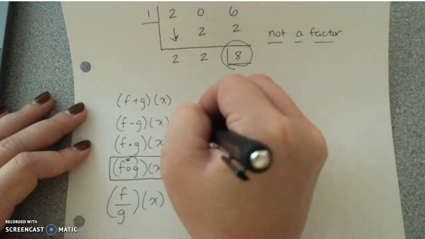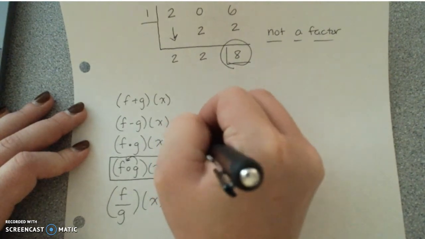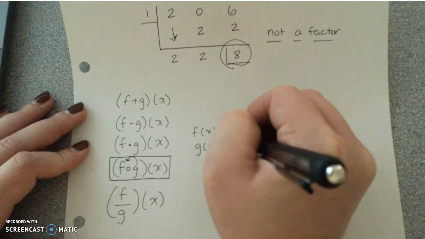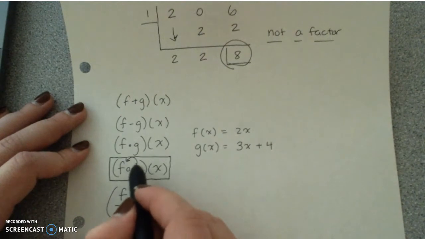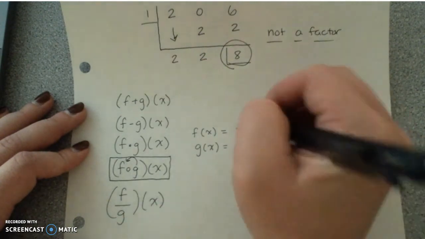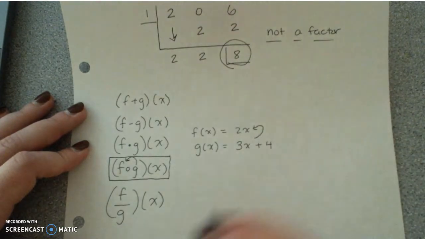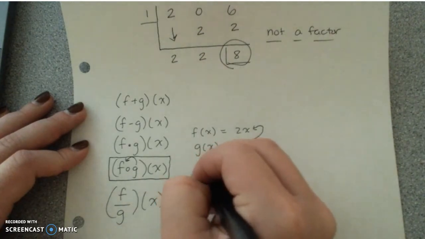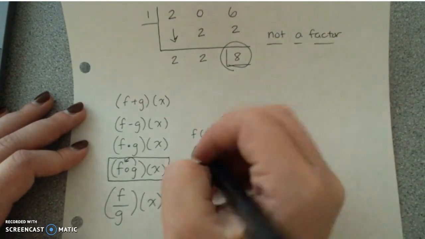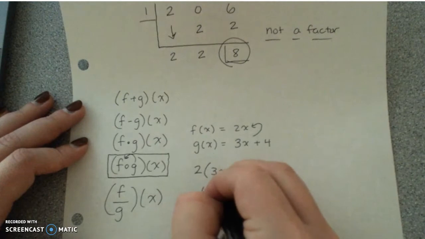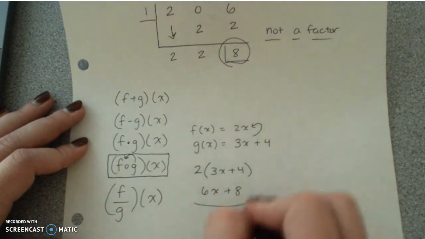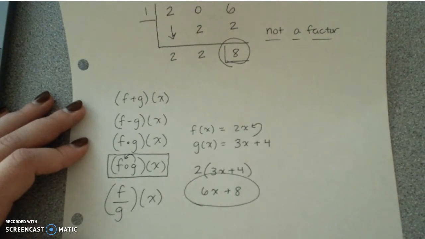So if I have that f of x equals 2x and g of x equals 3x plus 4, and I get f of g, I'm going to take my second function, so my g, and I'm going to plug it in for the x of my first function. So everywhere that I would see an x in my first function, I'm plugging in my g function. And then simplify. So I say 2 times 3x is 6x, and 2 times 4 is 8. So this would be my final answer. Always simplify as far as you can.